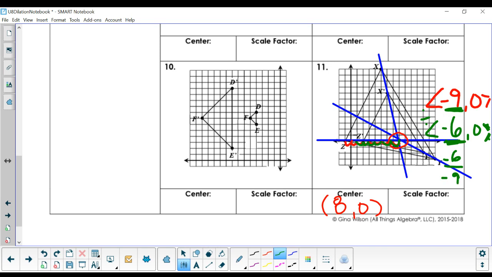Okay, now looking at it right now, -6 over -9. You can put that in your scale factor, but you know, in math, we like to simplify. So the negative divided by negative gives us a positive. And if we were to simplify this fraction 6 over 9, we divide both of those by 3. 6 divided by 3 gives us 2, and 9 divided by 3 will give us 3. So our scale factor right here is 2 over 3. And there you go.